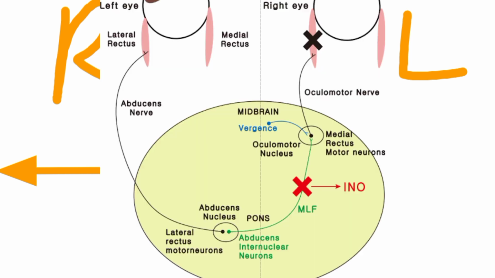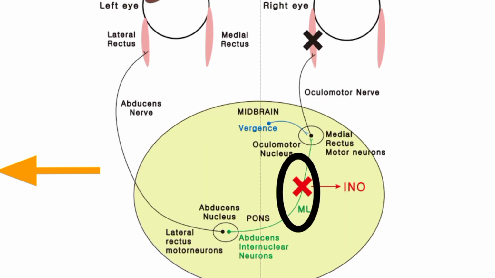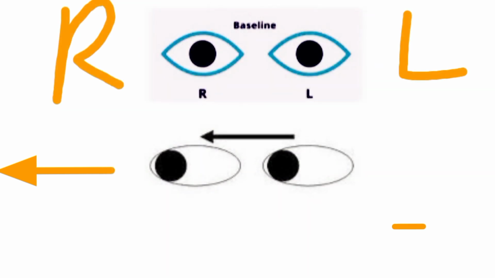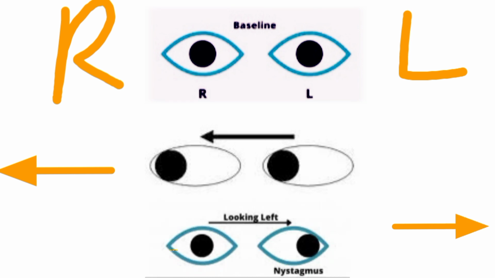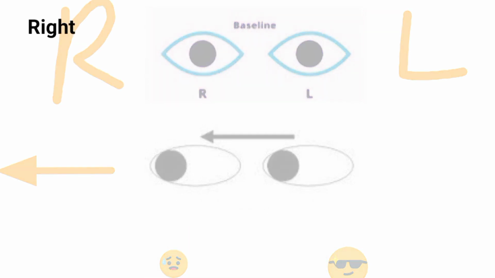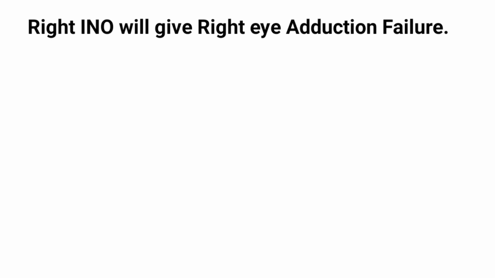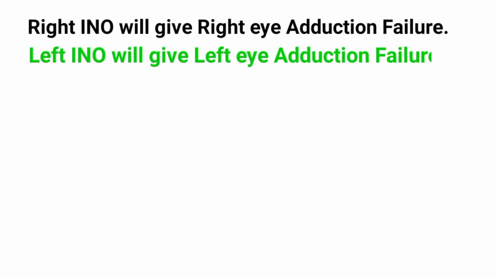But when this patient, having a defect in the right medial longitudinal fasciculus, looks towards his left, there will be impaired adduction of the right eye because the signal from the right medial longitudinal fasciculus is not coming to the third nerve nucleus. And the left eye will move towards the left with mild nystagmus due to overfire. Remember that right INO will give right eye adduction failure and left INO will give left eye adduction failure.